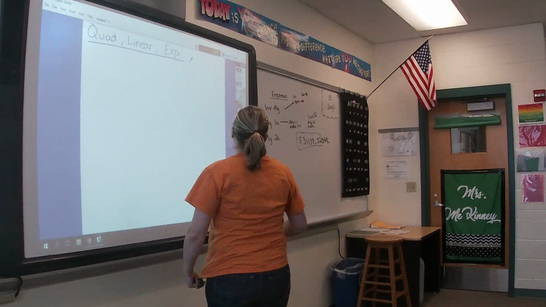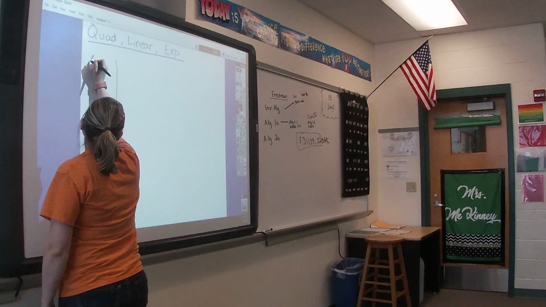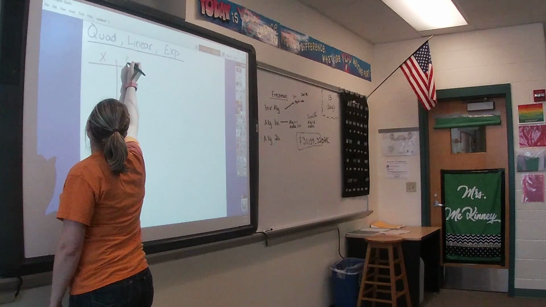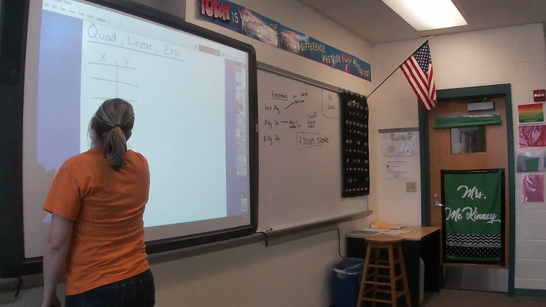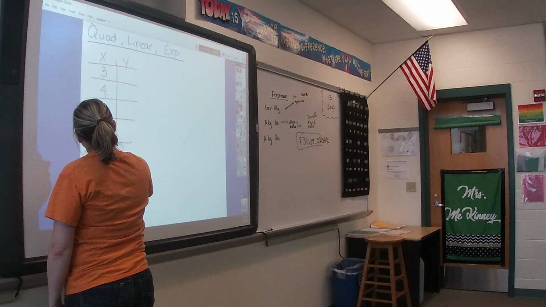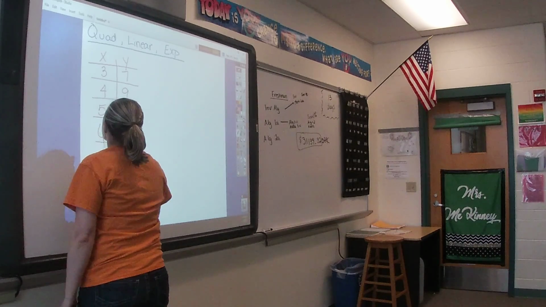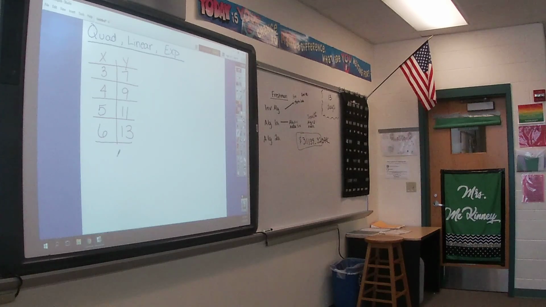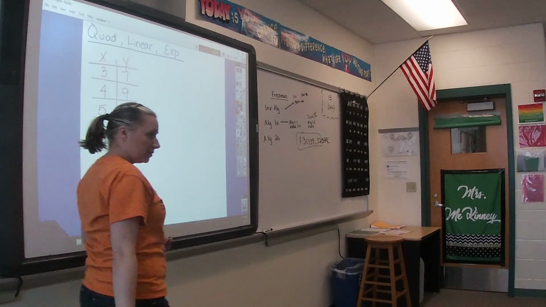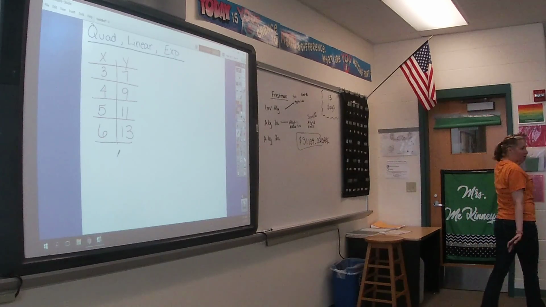Okay, so here's what we're going to look at today. Let's say I have a table. This is the information that's provided to me. And I want to decide if this table of data is giving me something that's linear, quadratic, or exponential.